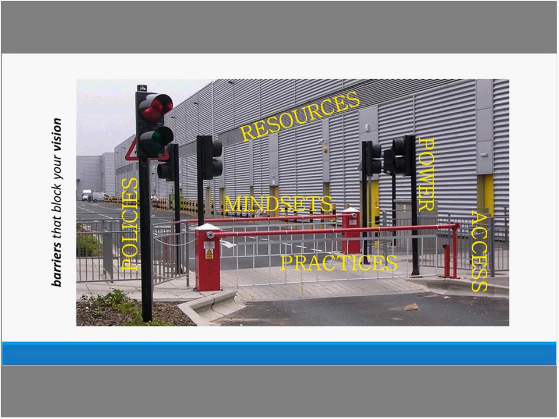I think about strategic issues kind of like this. They're the barriers that block you from getting to your vision. They're the things that are standing in your way. So in this picture, we see all kinds of different barriers. We see the stoplights and the gates and the doors and the high walls and the metal and all of those things that block you from seeing what's on the other side of that wall and block you from getting there. So that's the way I think about strategic issues. They're the policies, the resources, the mindsets, the power dynamics, the access issues, the practices that get in the way of getting to your vision for your community.